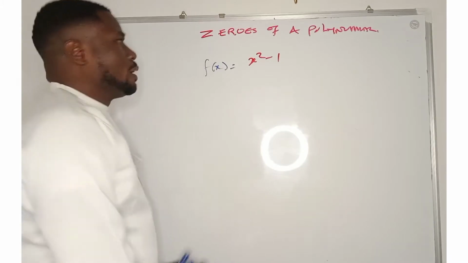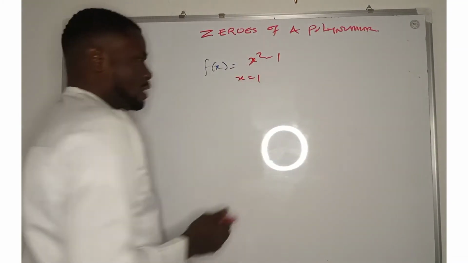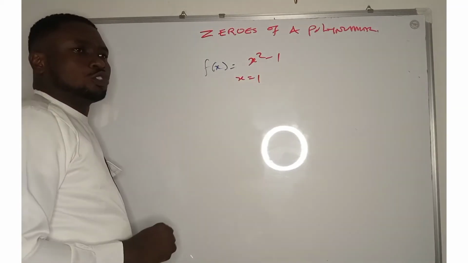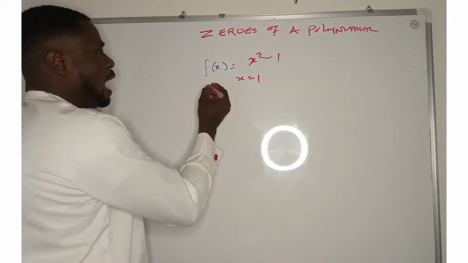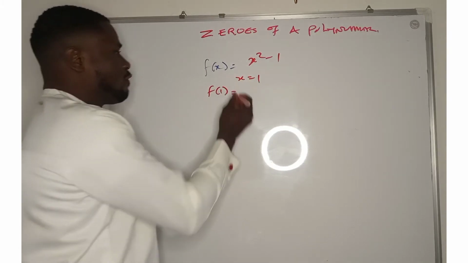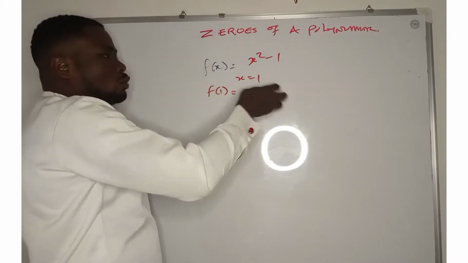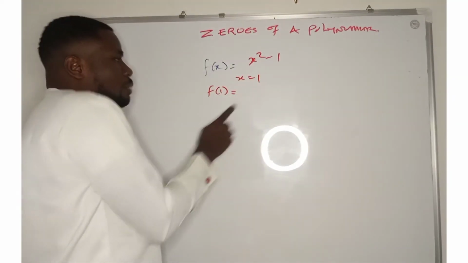Zero. Now, let's say x equal to 1, for example. If x is equal to 1, we substitute x equal to 1 in that expression. So we have f of 1. Remember that we were given f of x; in this case, we want to substitute x equal to 1. It becomes f of 1.